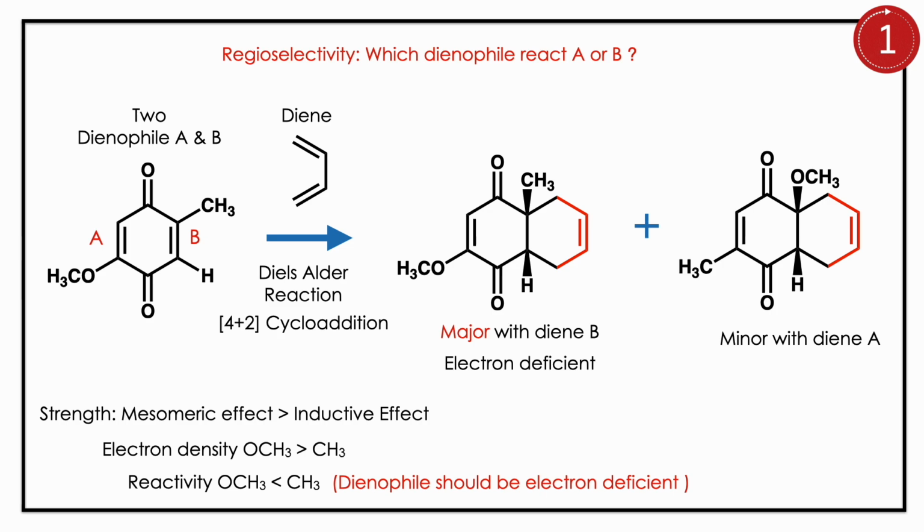Here it's a diene and dienophile situation. Two alkenes are there. Which alkene reacts? One is with methyl, one is with methoxy. As you are aware, the mesomeric effect of methoxy is stronger than the inductive effect of methyl, and the important fact is the dienophile should be electron deficient. So only B is the possibility because B is more electron deficient than A. So the Diels-Alder reaction happens at B. So fusion happens, and you have the final product. The concept you have to learn here is that regioselectivity is promoted by the electron deficiency of the dienophile.